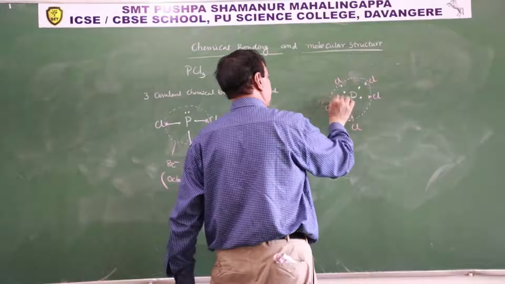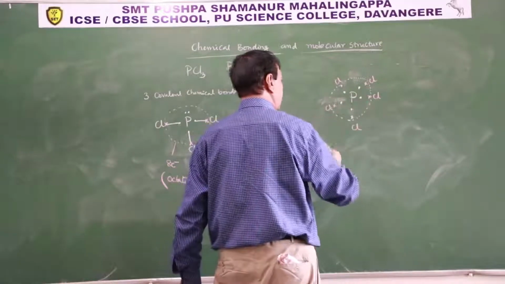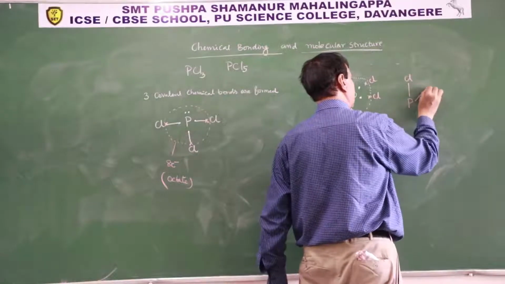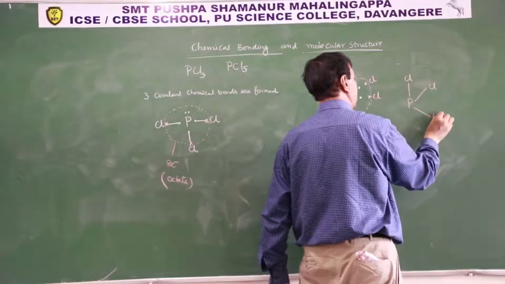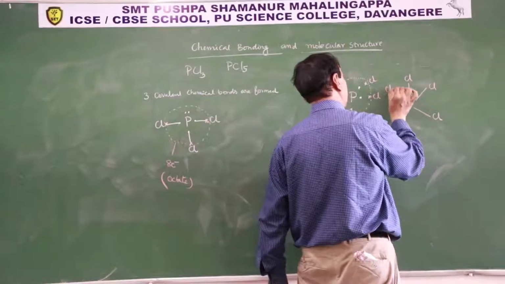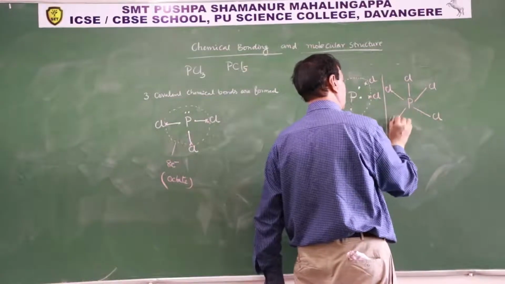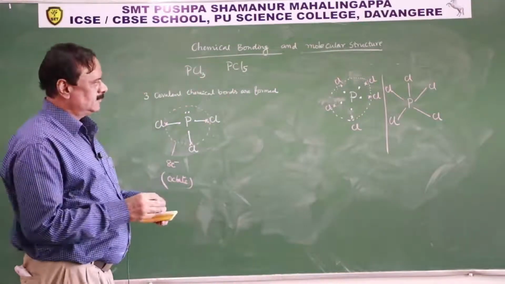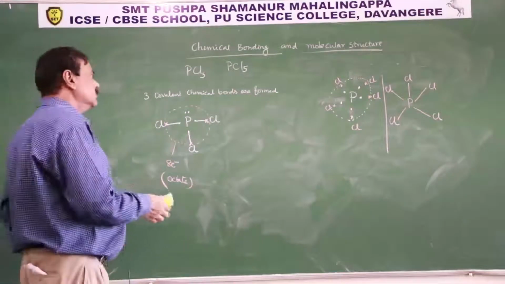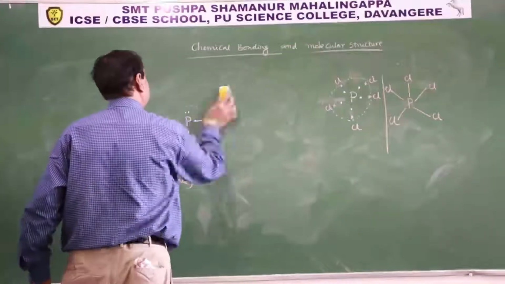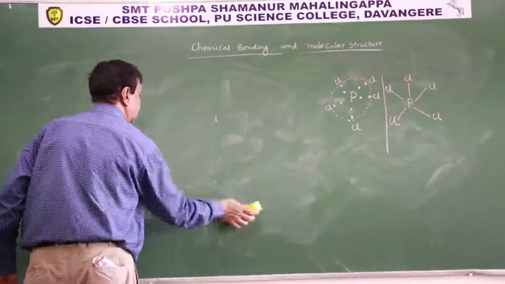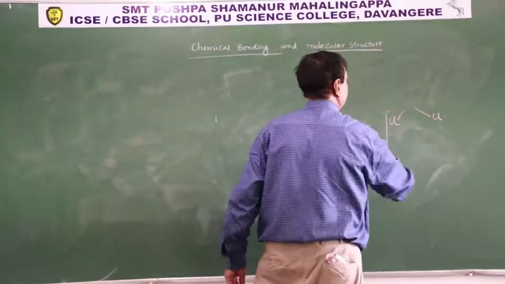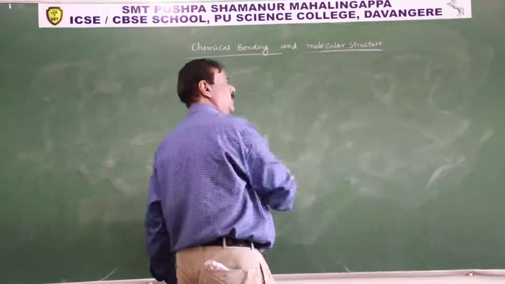The total number of electrons are 10. Therefore, 5 covalent chemical bonds are formed. Five covalent chemical bonds are formed here. This is about the Lewis dot structure.